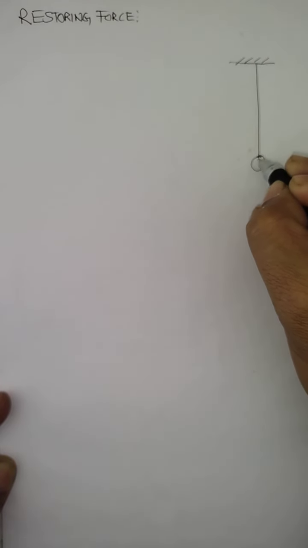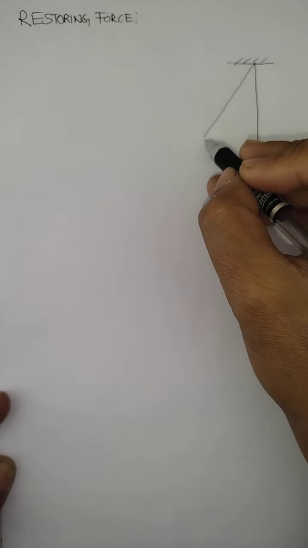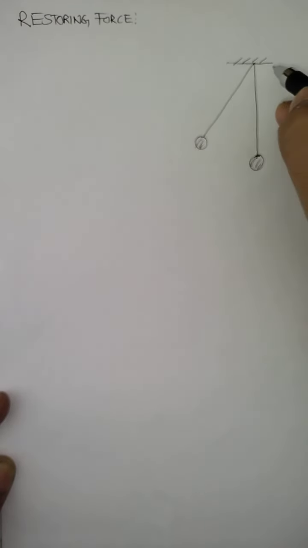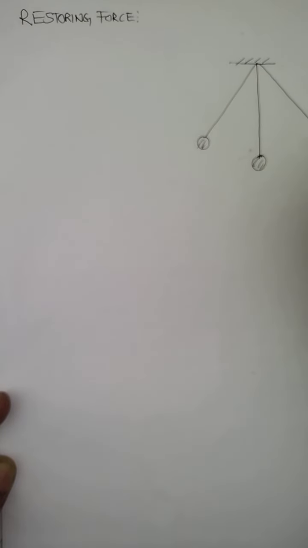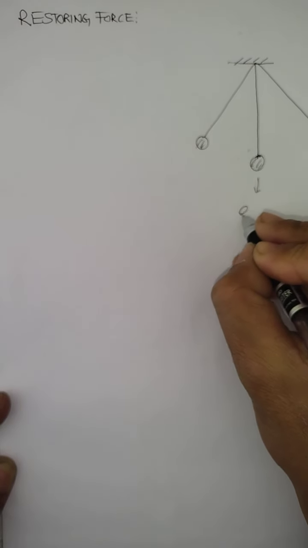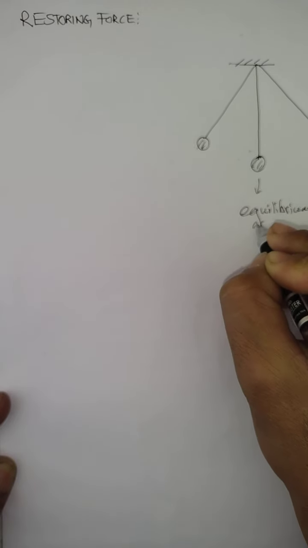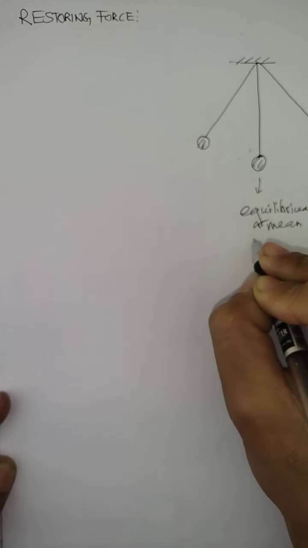Now this is a simple pendulum, and this is the bob of the simple pendulum. When it displaces slightly from the mean position on either side, the body acquires what type of motion? A periodic type of motion, and this motion is also called oscillatory motion. You have learned that all oscillatory motions are periodic motions, but all periodic motions are not oscillatory. So when the particle is displaced from this position called the equilibrium position, also called the mean position.